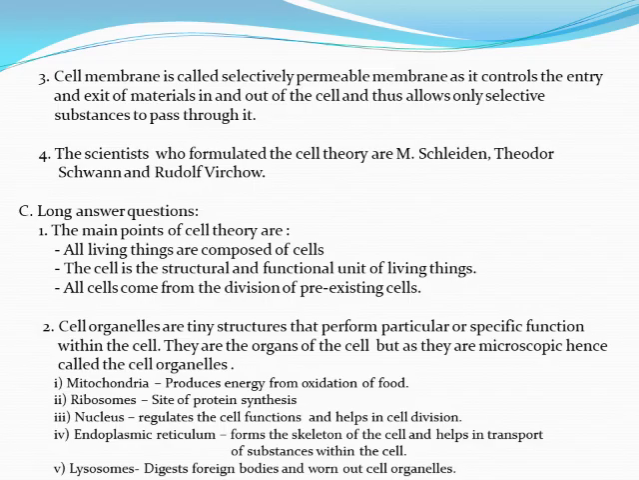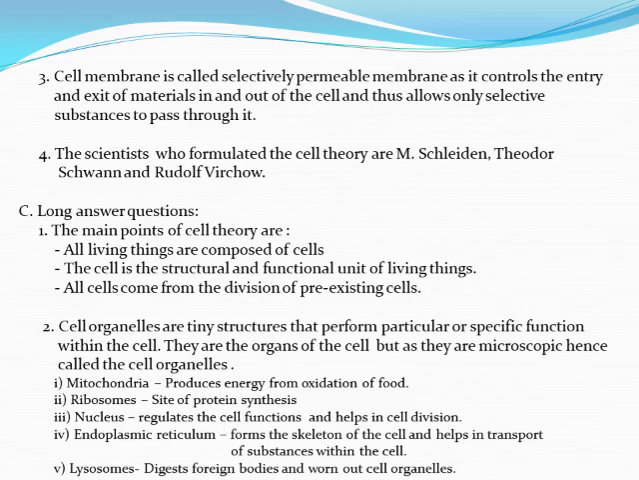Next, we'll go into the long answer questions. In the long answer questions, you see there are again 4 questions. The first question is C1. What are the main points of cell theory? We had discussed the main points of cell theory. All living things are composed of cells. It might be plants, it might be animals, any living organism will always be composed of cells. Next, the cell is the structural and functional unit of life. Whatever functions are performed by our whole body are actually performed by a cell.